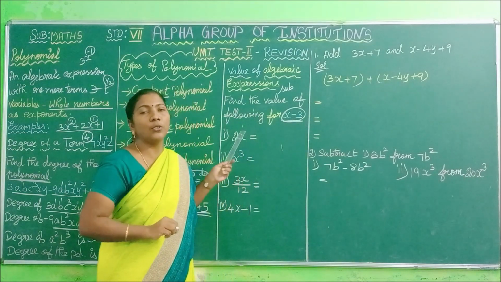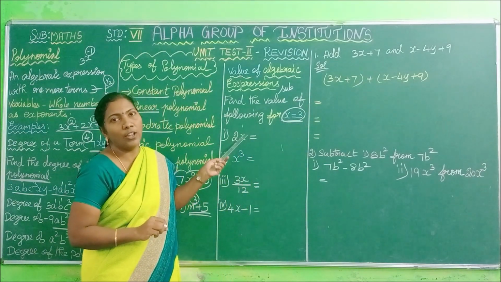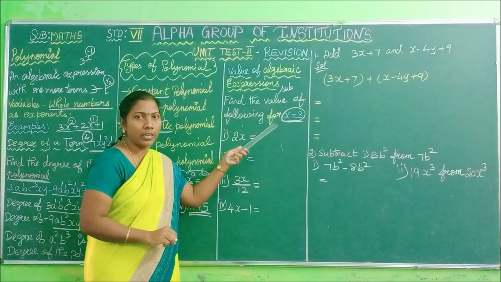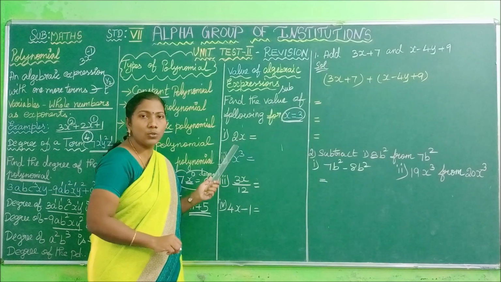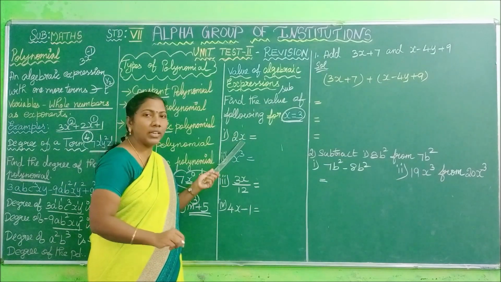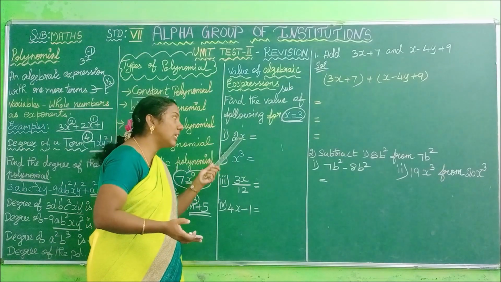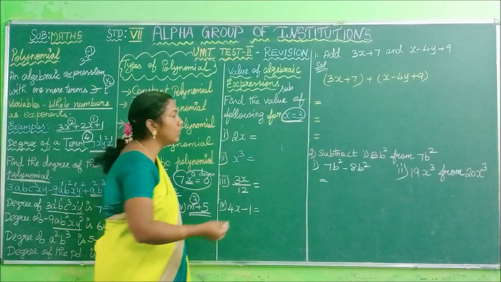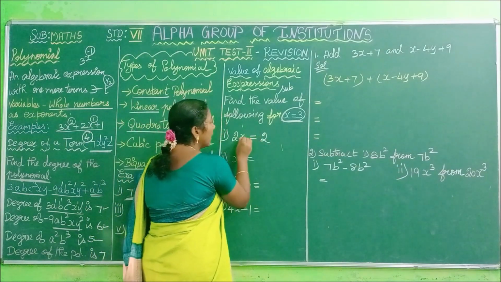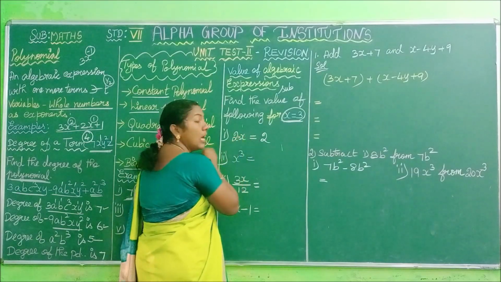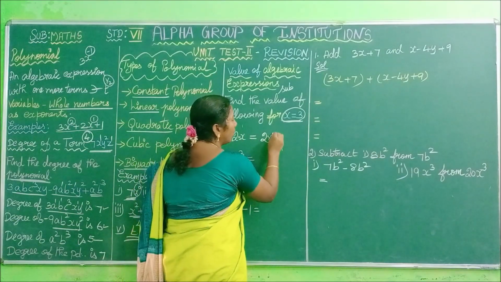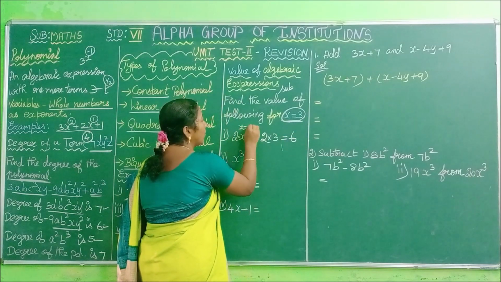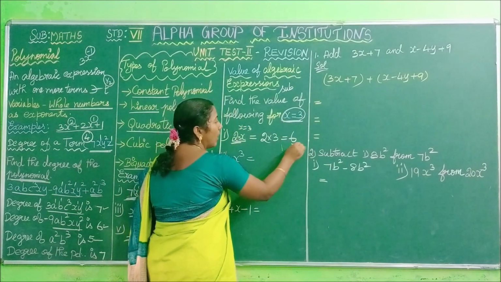Now we are going to substitute the given value in the question. See here, they are asking to find the value of the following expressions. The first expression is 2x. They gave the value of x as 3, so instead of x, you have to substitute the value 3. Do you understand? The operation between 2 and x is multiplication, so 2 into 3. So at x equal to 3, 2x has the value 6.